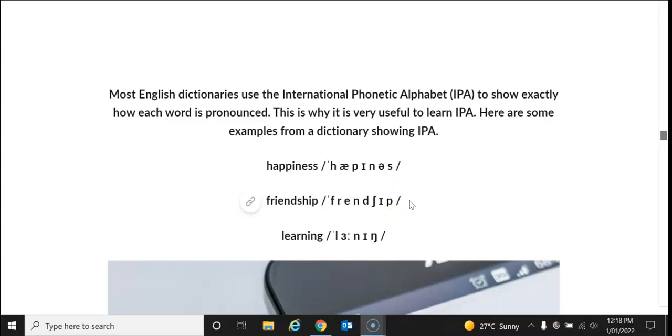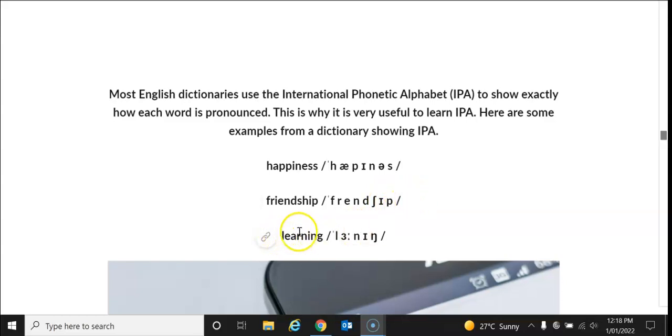If you put the stress on the wrong syllable, it can sound quite strange. So for example, if I put the stress on the second syllable, I, instead of friendship, it would sound like this, friendship. So you can see it could cause confusion if you get the wrong stress.